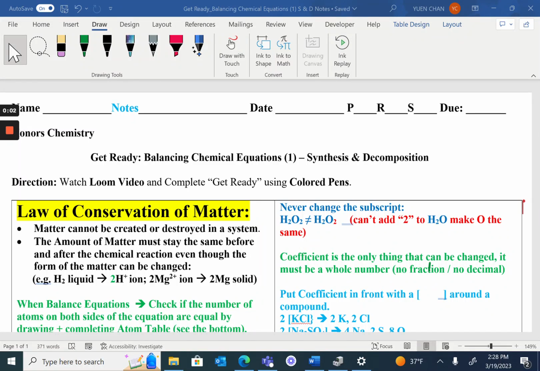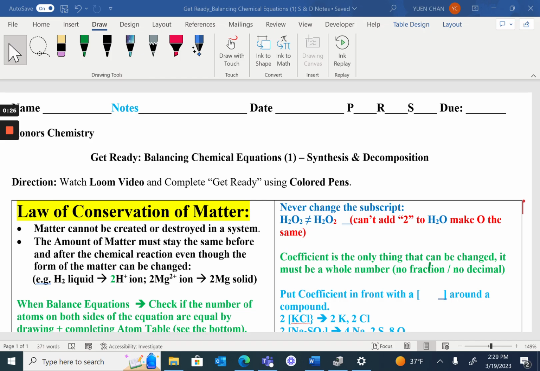Hi. In this video, I'm going to talk about the worksheet Get Ready: Balancing Chemical Equations number 1, synthesis and decomposition. Synthesis and decomposition are actually opposites of each other, so there's not much difference in how to balance them. But I'll go ahead and show you some questions for that.